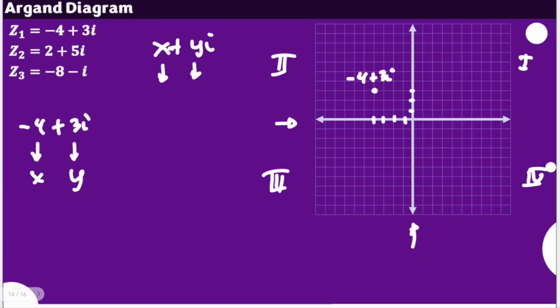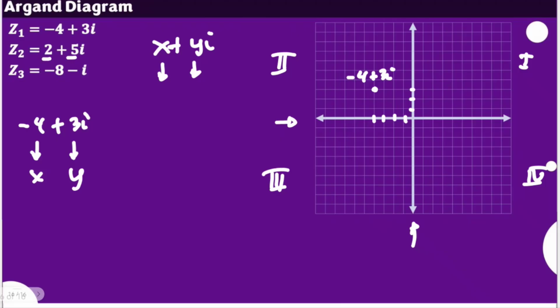Similarly, for our z sub 2, where 2 and 5 are both positive numbers, we can locate that on the first quadrant. Meaning, you have here 1 and 2, 1, 2, 3, 4, 5. This here is where we could locate 2 plus 5i, and that's our z sub 2.